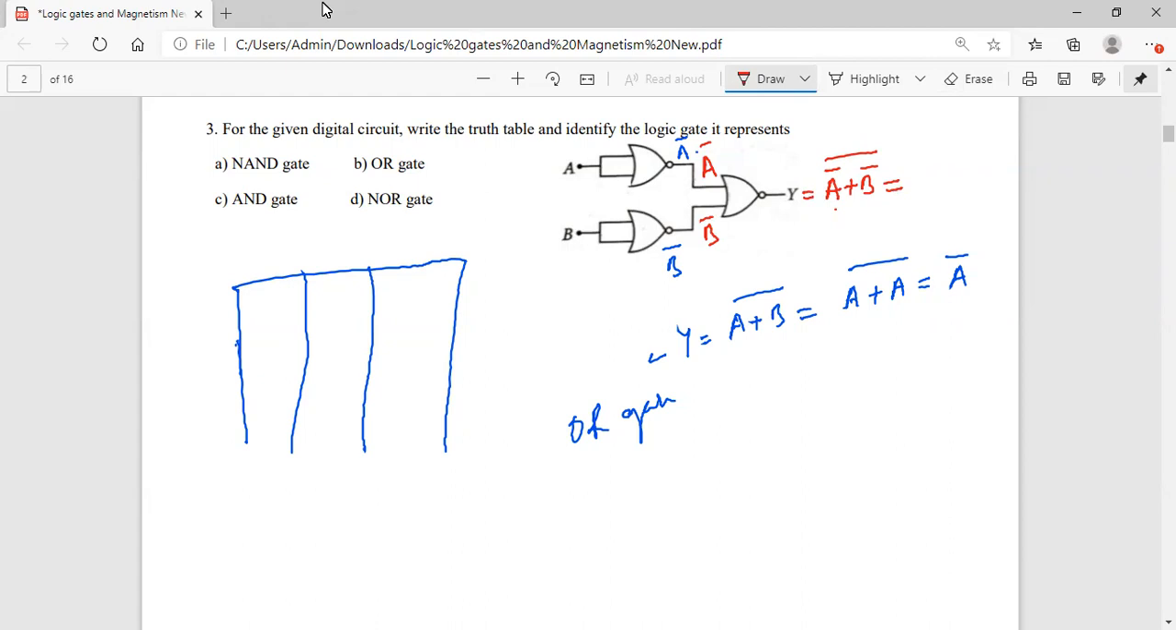Now, by using that rule, we can write that A bar of bar into B bar of bar. Then Y is equal to, the bar of bar gets cancelled, it becomes A into B. A into B is a what? Boolean equation for AND gate. Therefore, option C is the correct answer.